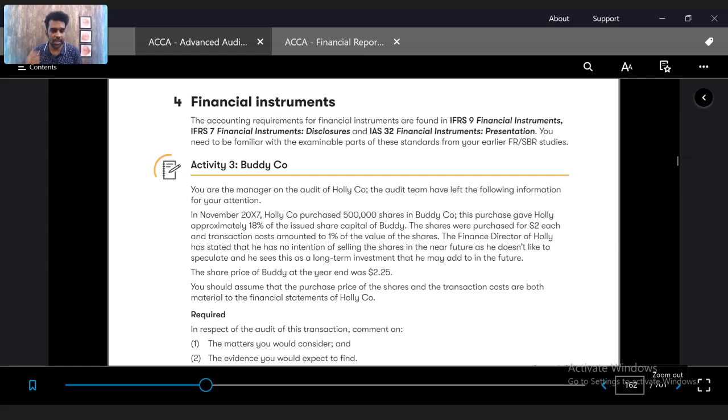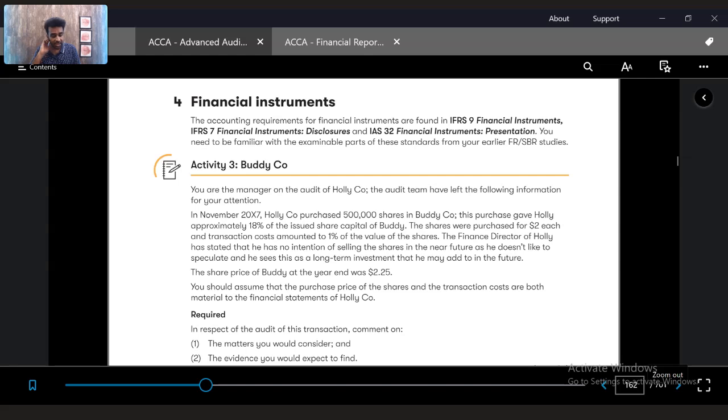So how do you recognize financial instruments? How do you measure them? What are the conditions for measurement? We would have learned in financial reporting the business model, the cash flow model, what are the types of financial instruments. Everything is explained in the standard IFRS 9.